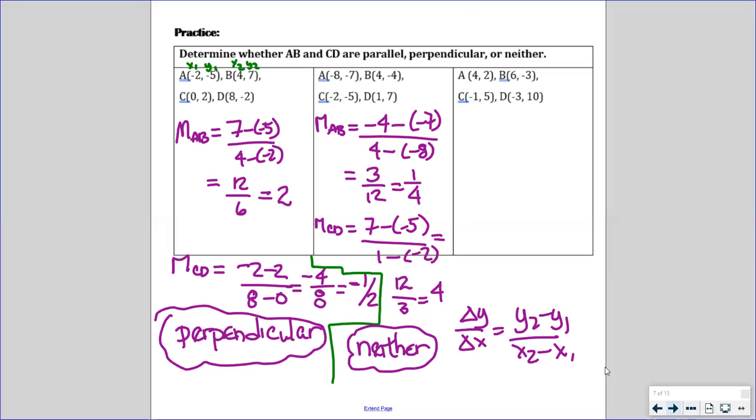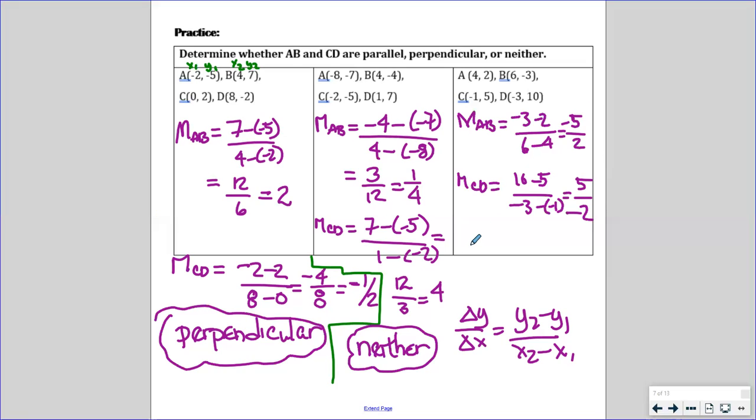All right. Now let's do the last one. We got the slope of AB. So we got negative 3 minus 2 and 6 minus 4. So this will become negative 5 over 2. And then for CD, we have 10 minus 5 over negative 3 minus negative 1, which gives us 5 over negative 2. Are they the same? Yeah. So that means they are parallel.